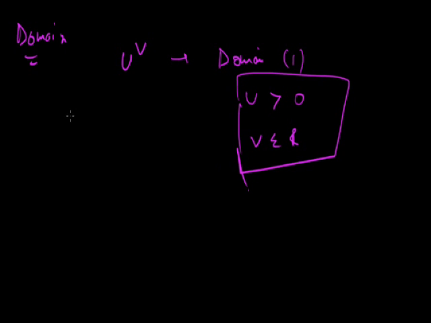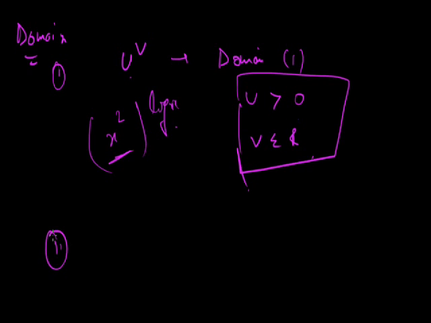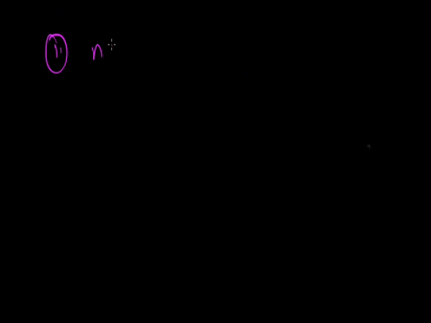Domain of important functions: u raised to power v. The domain of a function like u raised to power v can be found by putting the condition u greater than 0 and v belongs to real numbers, right? This is very important because many times you will not be able to handle this kind of function, u raised to power v, that means x raised to power log x, or e raised to power log x, or x square raised to power log x. It is difficult to find the domain of these functions. So what you have to do is make the base greater than 0 and this log x belongs to R, and then find the domain.